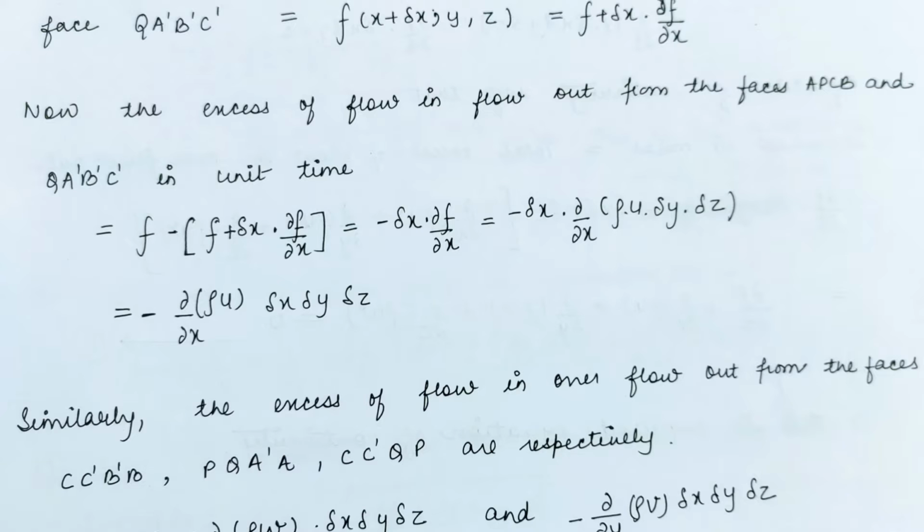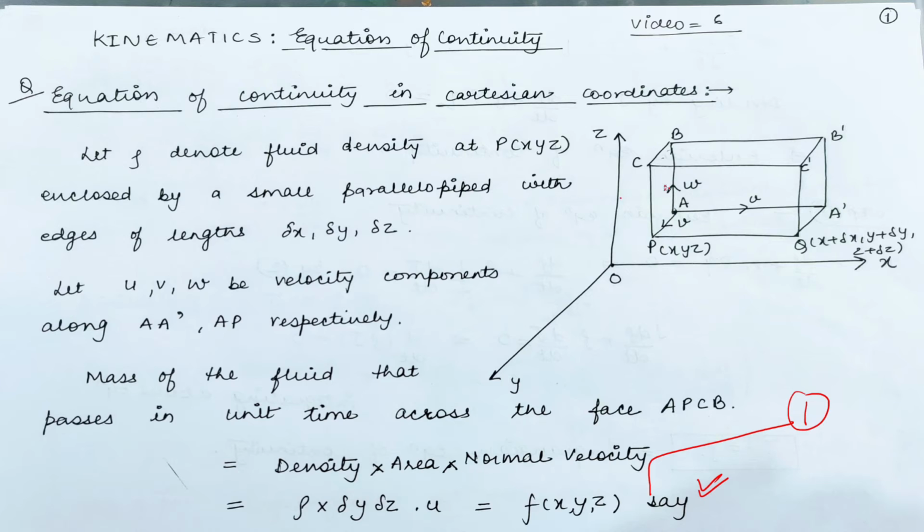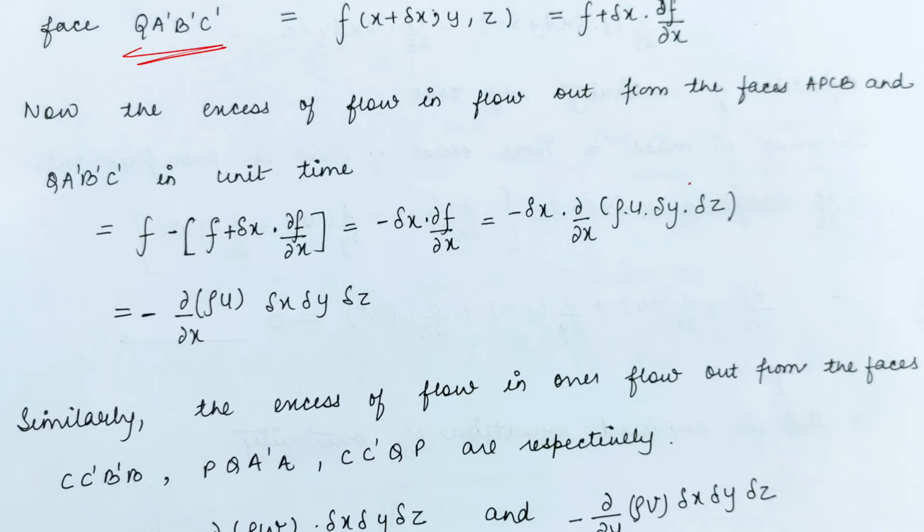Moving to the next. The same we can do for the remaining phases as well. Now see here, the phase QA'B'C'. Now the water when entered from this phase will go out from the other phase. So what will be the change? The change will be in the value of the function. For the previous one it is f(x, y, z). For the second phase, it will become f(x plus delta x, y, z). Why? Because there is only increment in the x direction. Now this value we can write as f plus delta x into del f by del x.